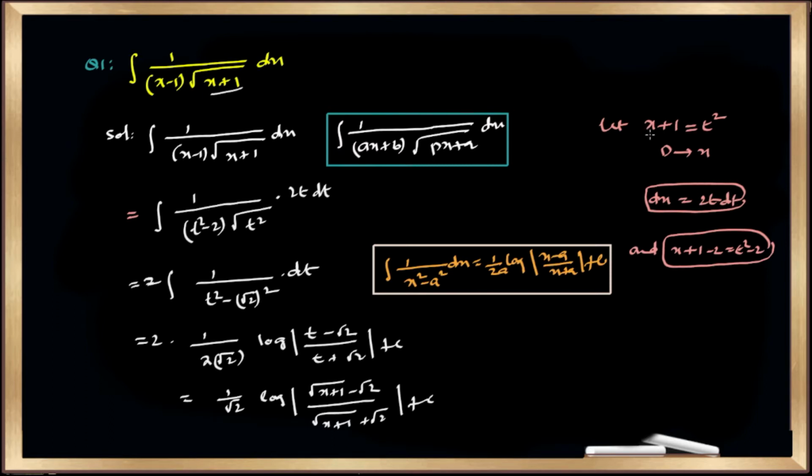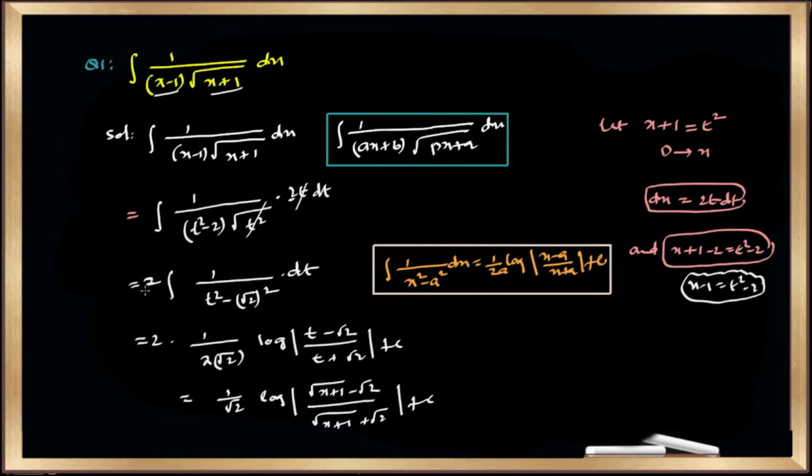And similarly, this x+1 is t². If you subtract 2 on both sides, 1 minus 2 is minus 1, so you will get x−1 equals t²−2. What is the value of x−1? That is t²−2. The value of dx is 2t dt, and the value of x+1 is t². If you substitute these values in the given question, x−1 becomes t²−2, √(x+1) becomes √(t²), and dx becomes 2t dt. So √(t²) is t, and this t gets cancelled.